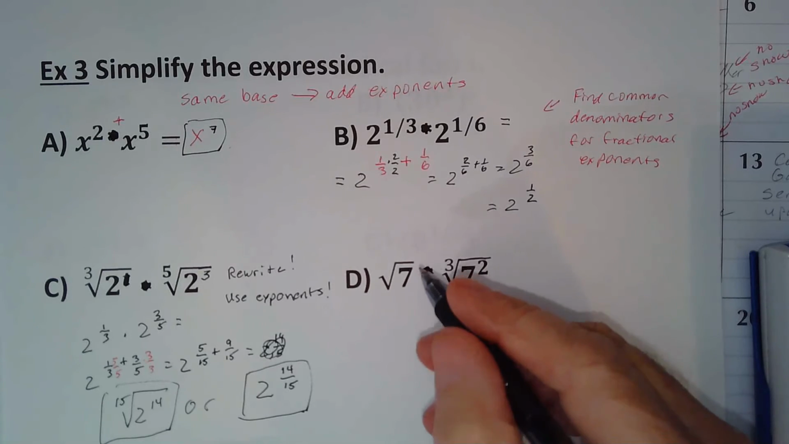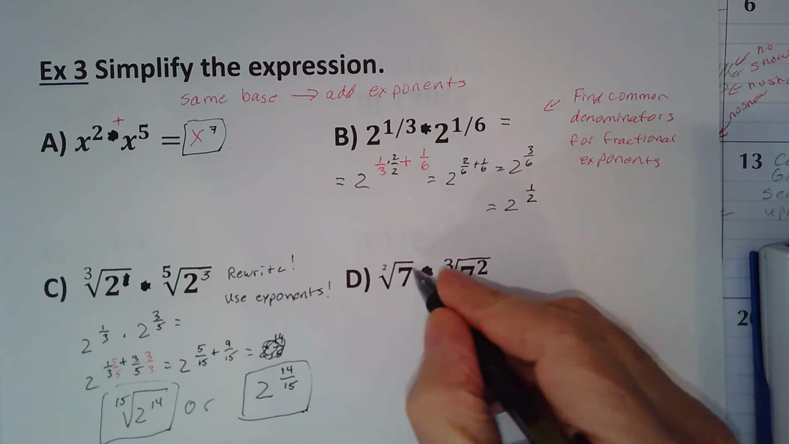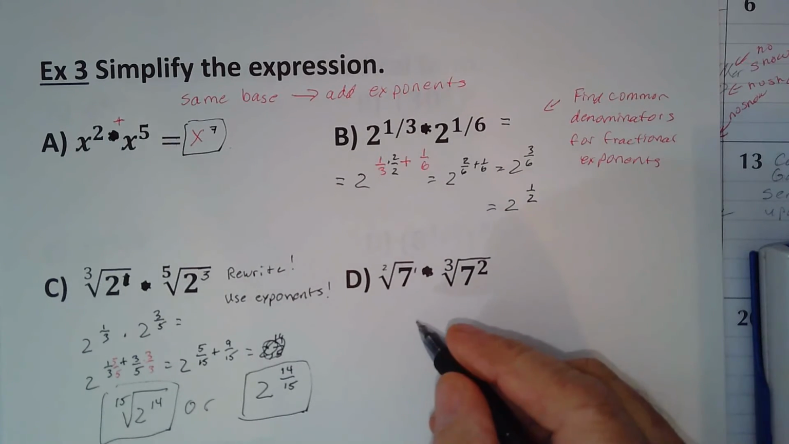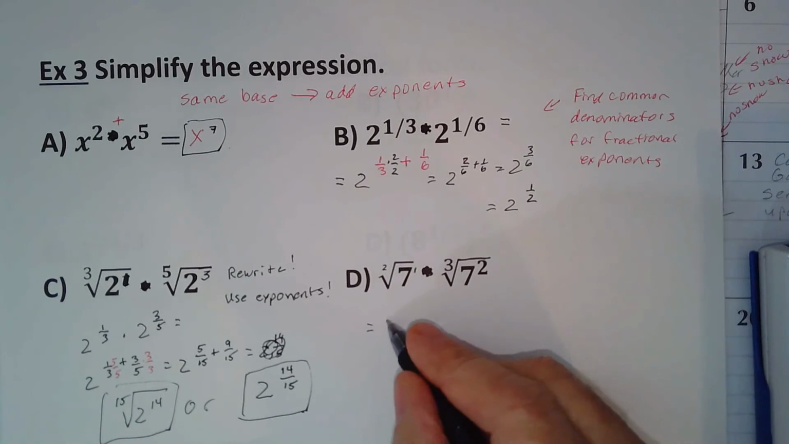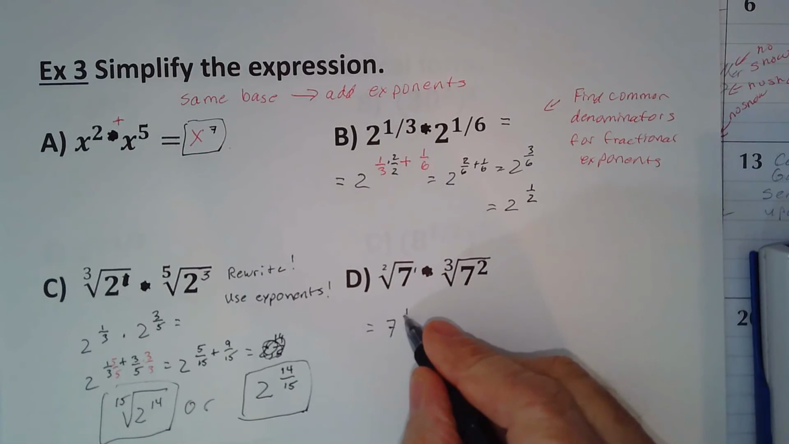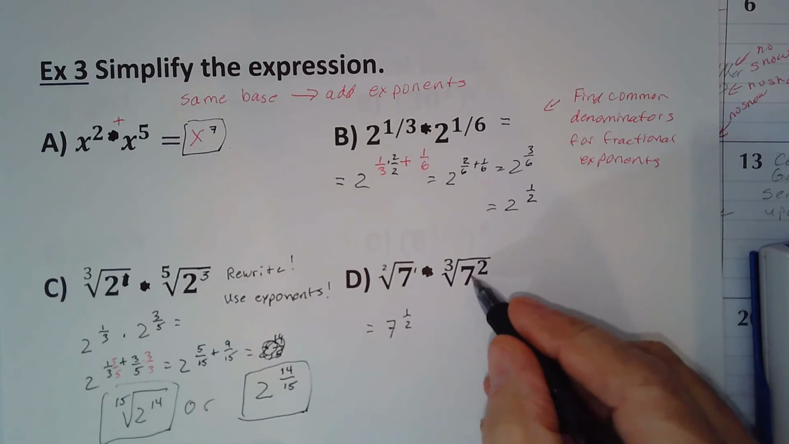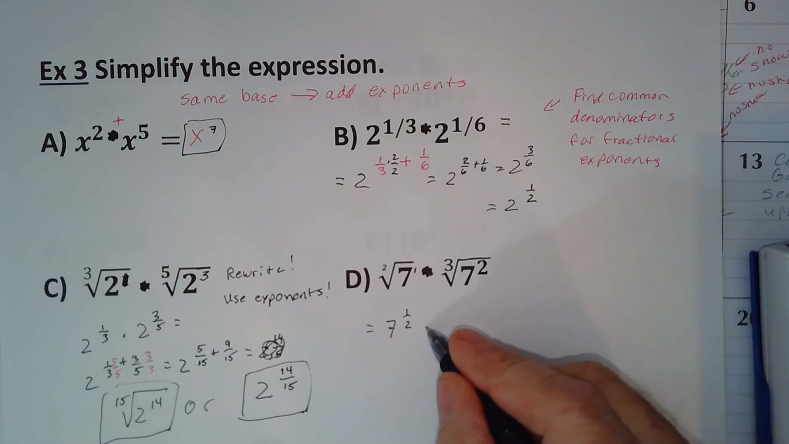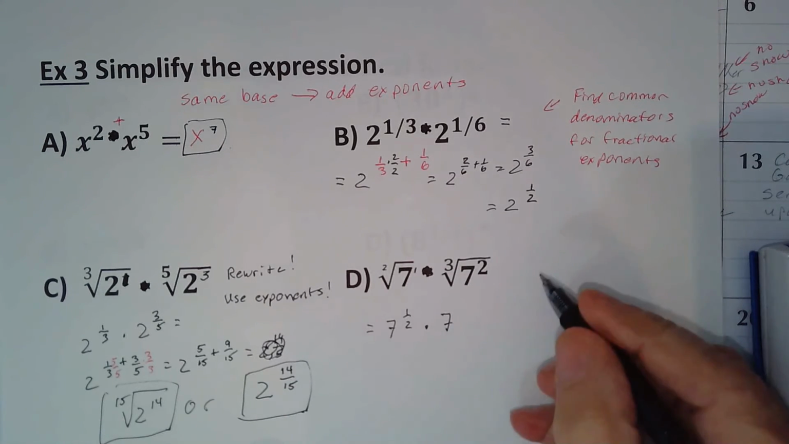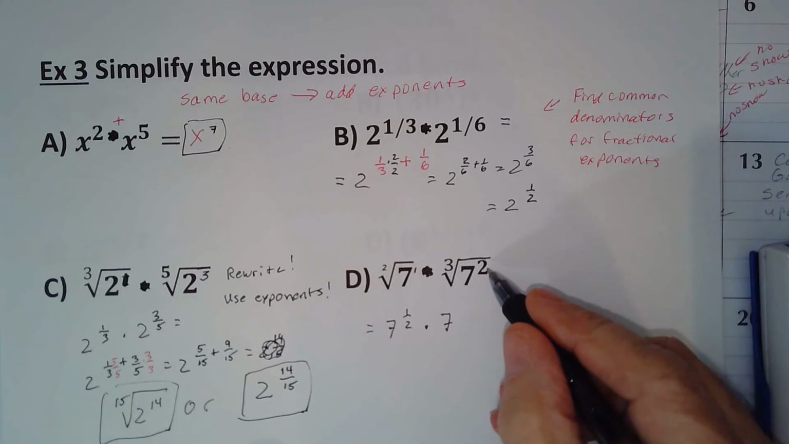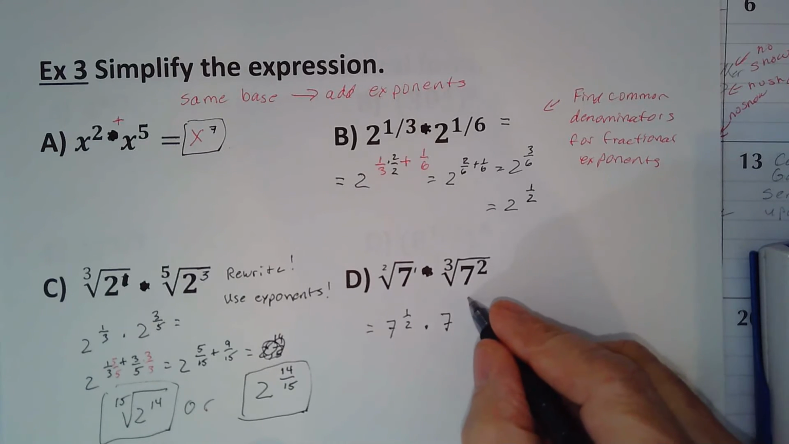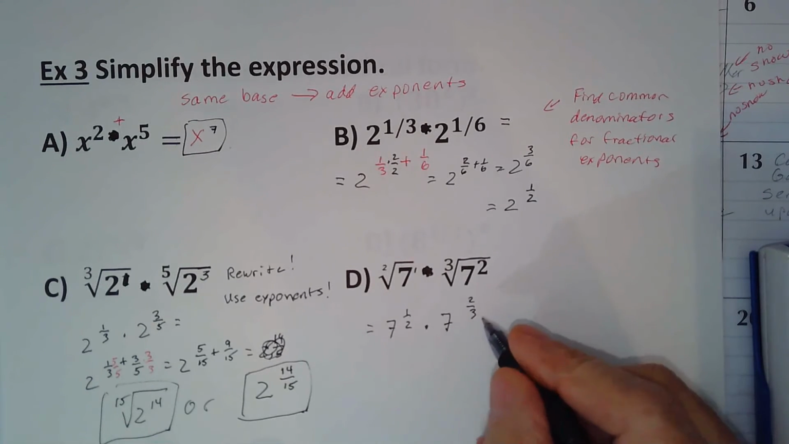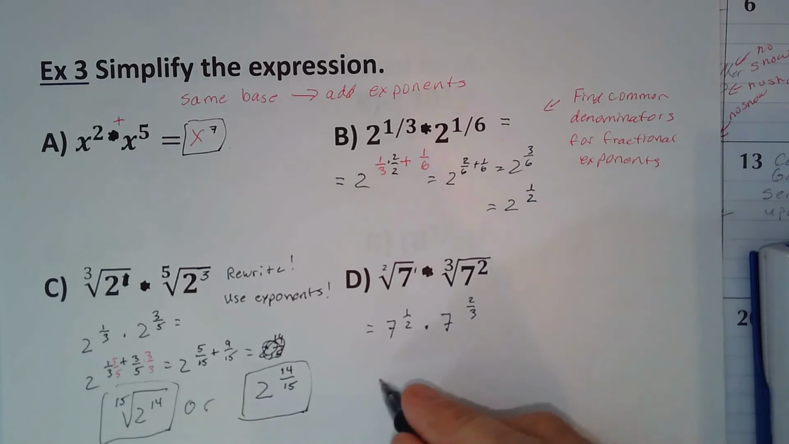So here, this is an implied 2, and this is an implied 1. Okay, so this is 7 to the 1/2. And then this is times 7 to the 2/3. Okay, so we got 1/2 plus 2/3.